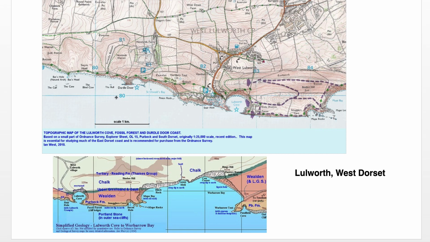But anyway, we see here the Bull, the Blind Cow, and the Calf out on the left-hand side of the photograph in the sea. These will be stacks and stumps that have been left behind by erosion. Basically, there are stacks and stumps out in the ocean made of this resistant chalk material, which we know is there because we've looked at the geology map.